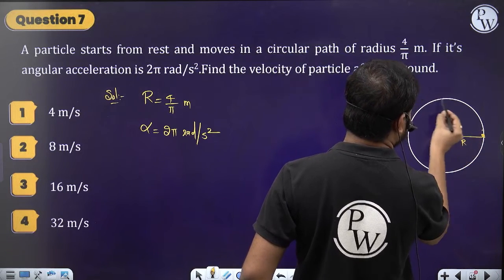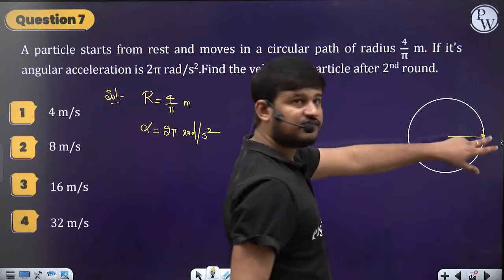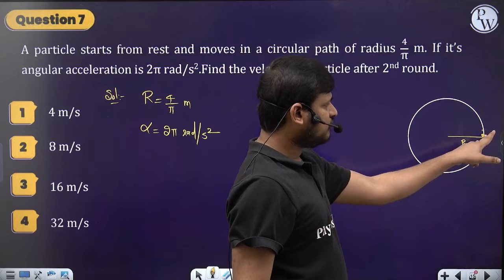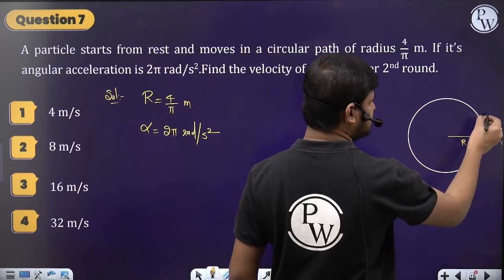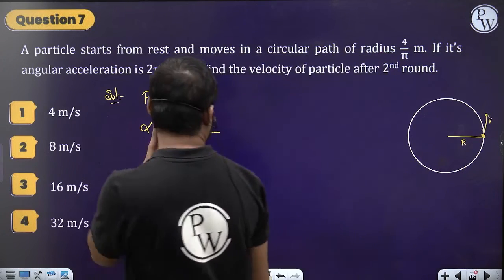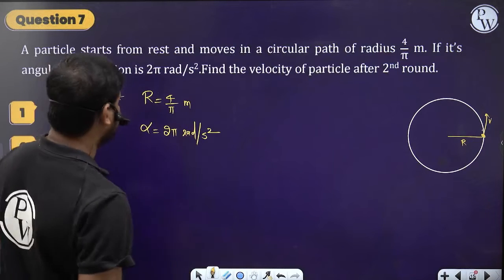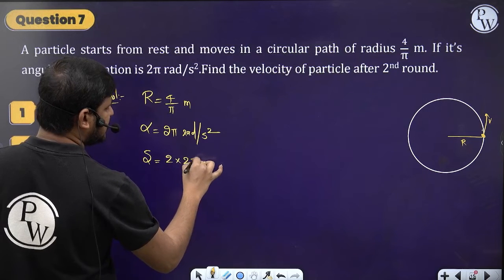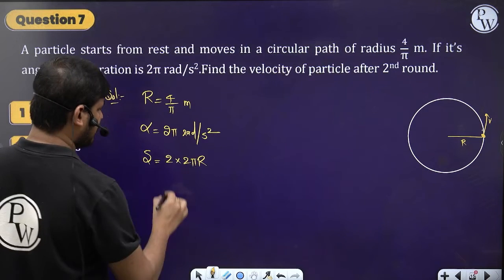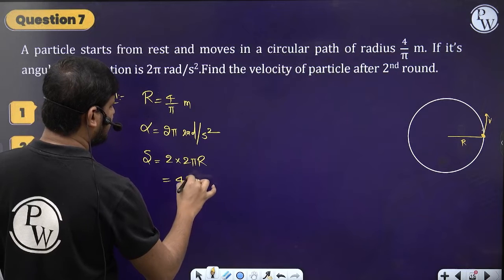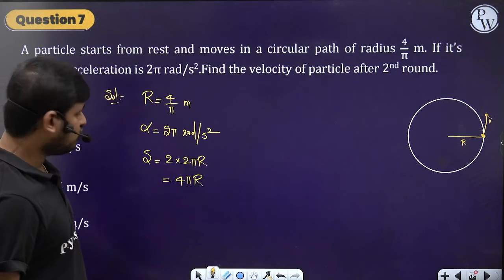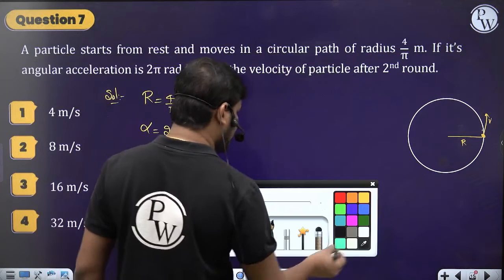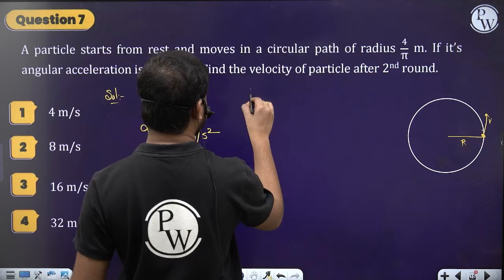For the first round, what is the total distance covered? The circumference, 2 pi r. And after the second round, when it comes here again, what is its speed? They are asking to find the velocity of the particle after the second round. To cover the second round, the total distance covered is 2 into 2 pi r, which is nothing but 4 pi r. Yes or no? This is the total distance. Now, the particle has started from rest, so u is equal to 0.